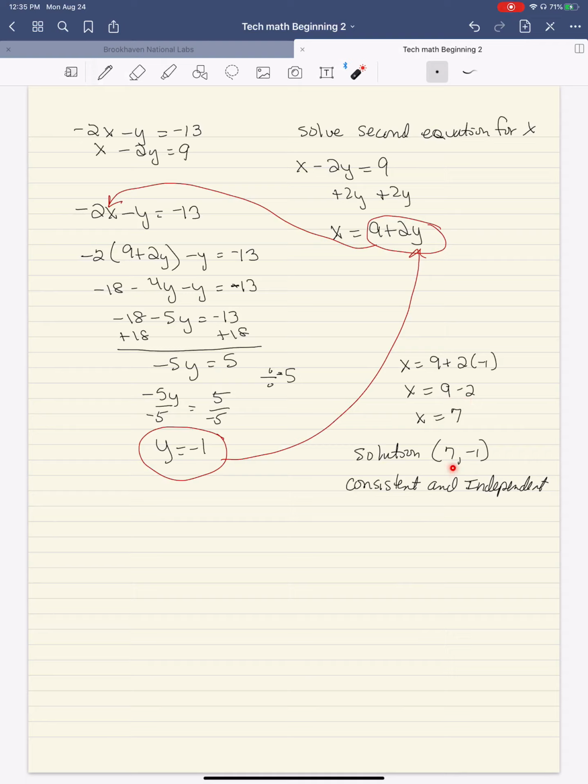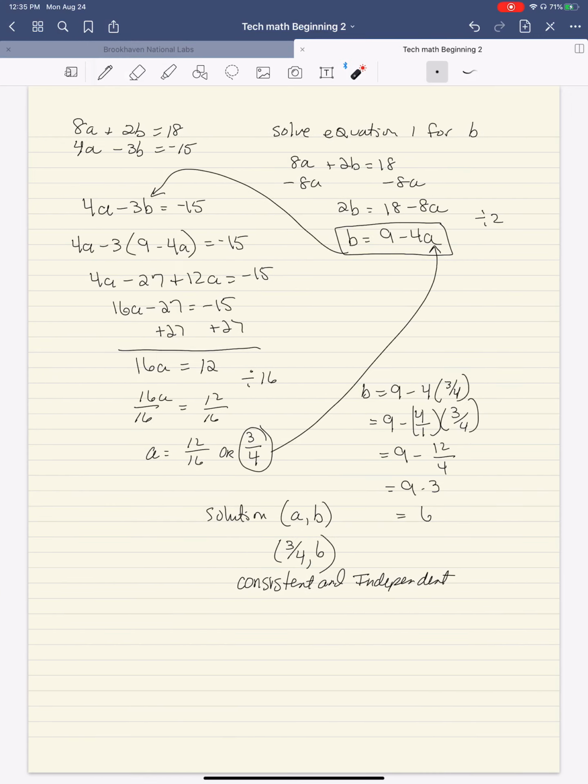And again, I got a solution, 7, minus 1. It's consistent and independent. So these lines do have an intersection. Let's try another one. 8a plus 2b equals 18. 4a minus 3b equals minus 15.